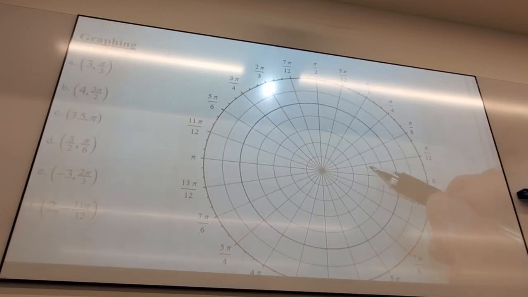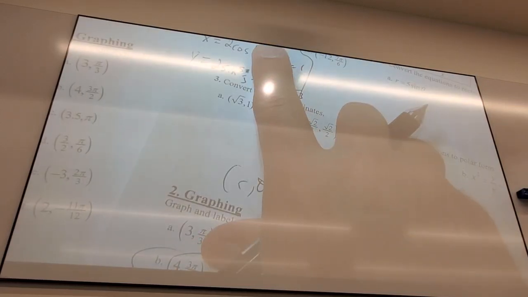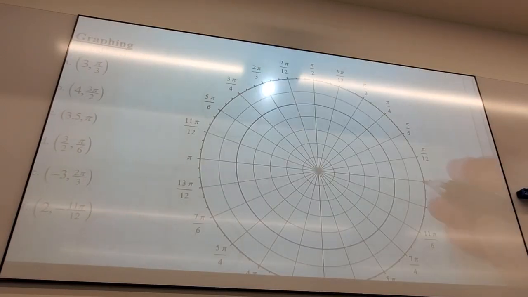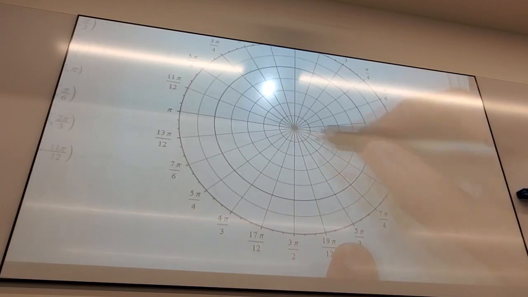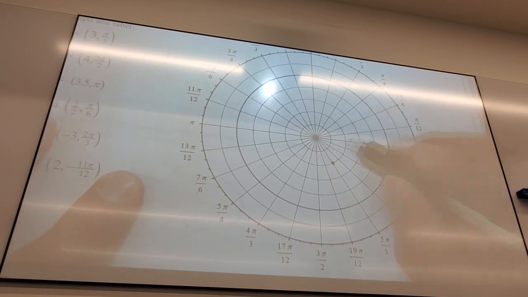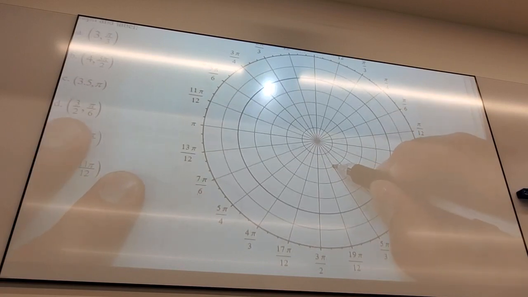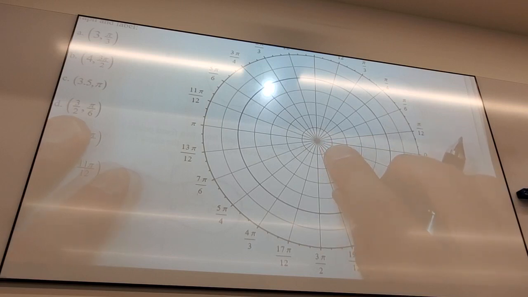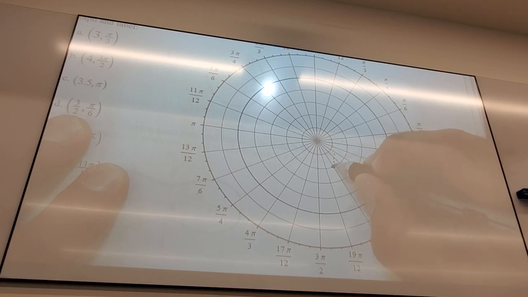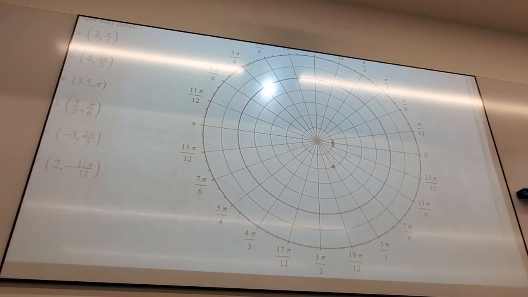So real quick, just a side note. If I graph 2, 5 pi over 3, that's not very hard. I'd look at 5 pi over 3, and then walk out 2. Now, let's see if you guys are cool with this. If I trace this back to the x-axis, do you see how the x-coordinate is just over 1? It should be exactly 1. If I go straight up from this, the x part is 1. You guys with me? And isn't that what we got?